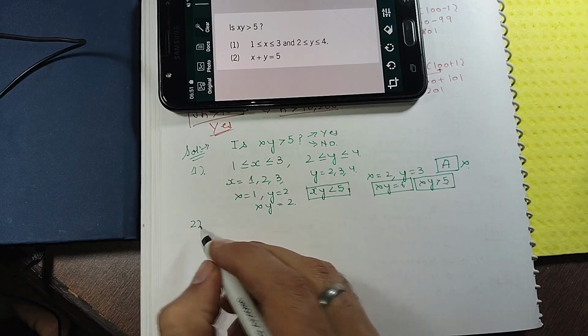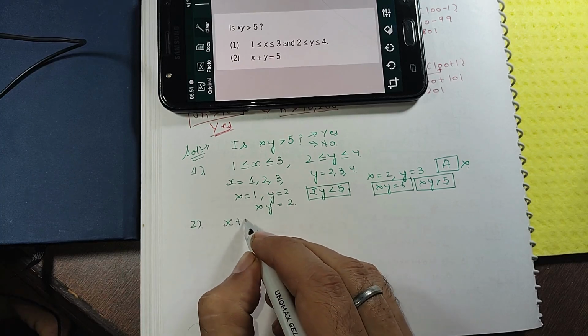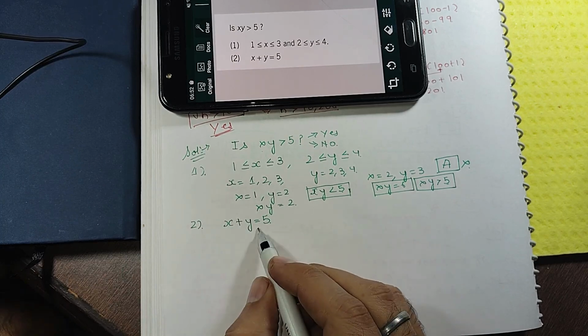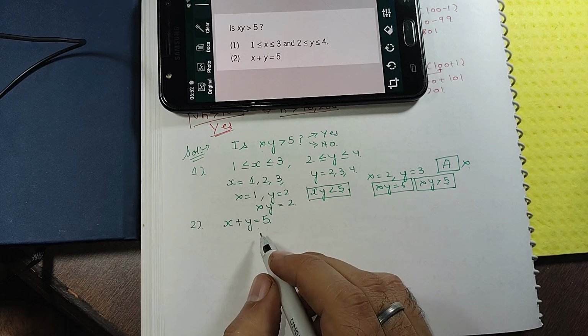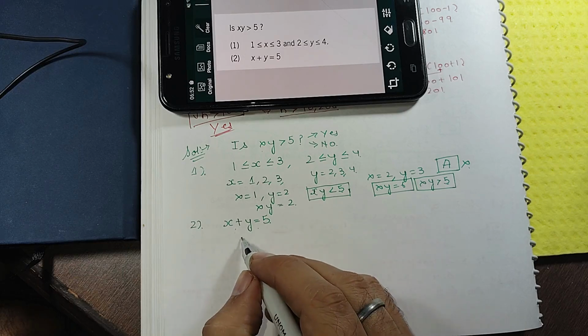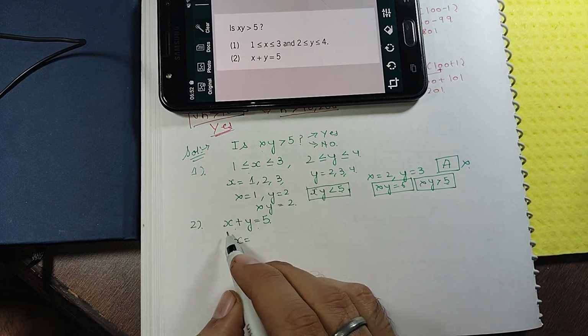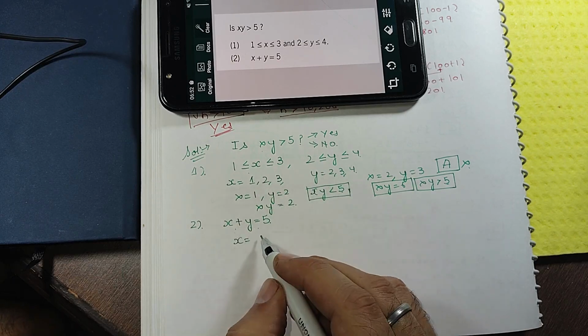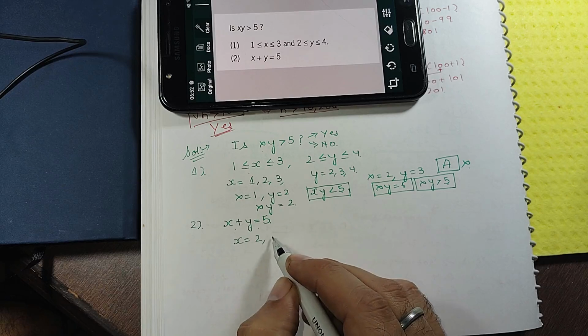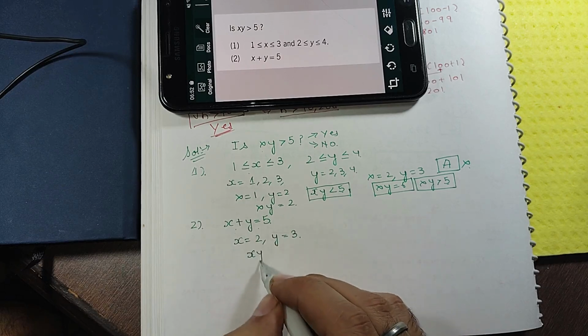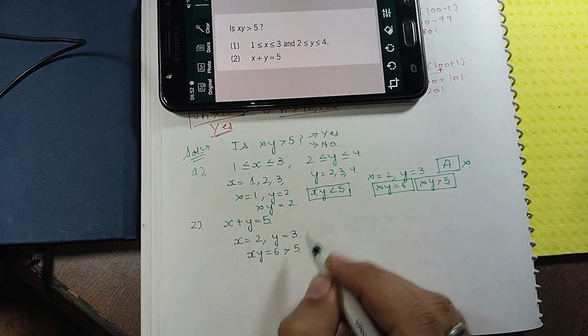Now, moving to statement 2. Statement 2 tells me that x plus y is equal to 5. So if x plus y is equal to 5, now I can take different values for x and y. Now, the condition on the limits is only in statement 1, so for this we have to think independently. If I take the value of x equal to 2 and the value of y equal to 3, in that case xy will be equal to 6, which is greater than 5. So I can say yes for this.